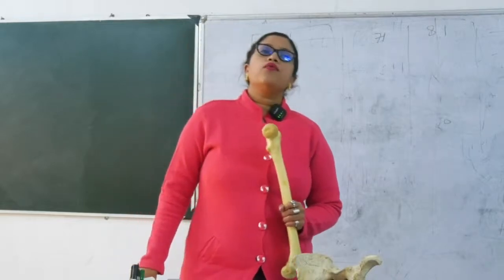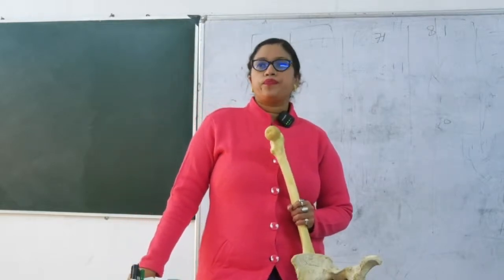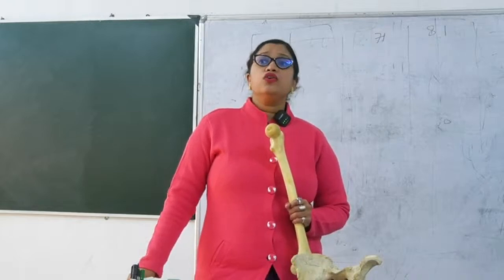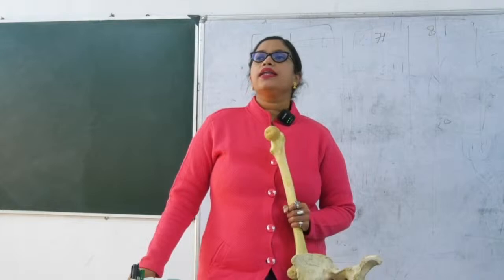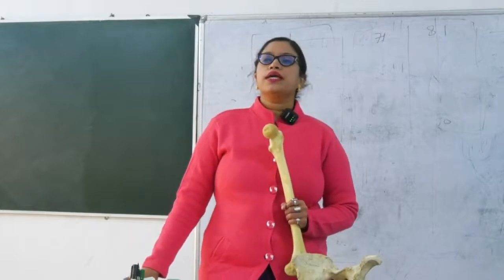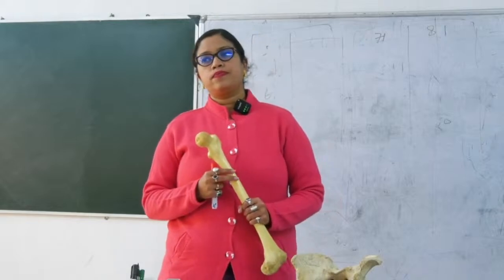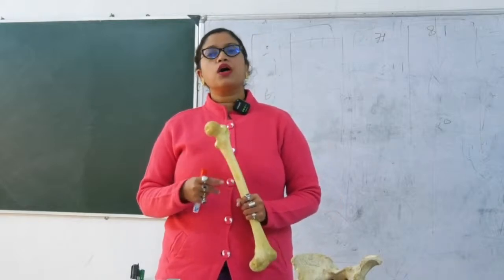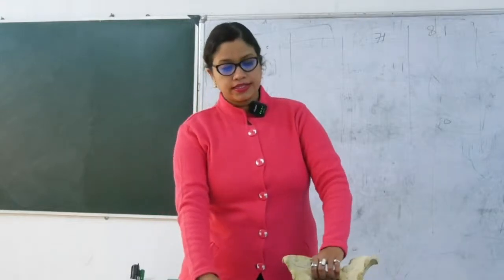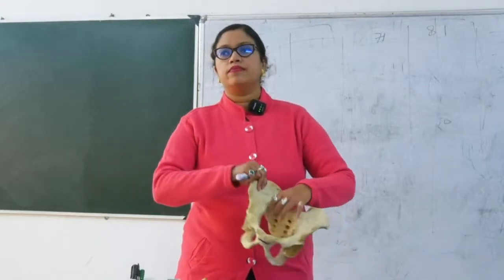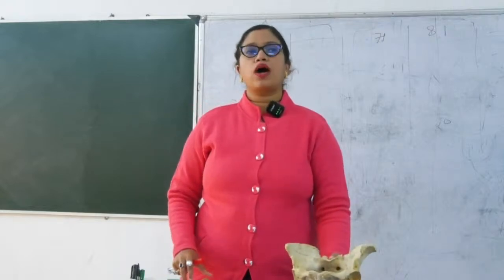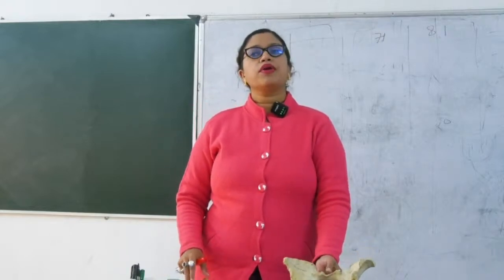So lesser trochanter, what are the muscles we will get? Iliopsoas. Together it is called iliopsoas. Okay, iliacus and psoas major. So tell me the origin of iliacus. The iliac fossa of the ilium. Okay, on this area, interior side or exterior side? Interior side. Okay, and another muscle is psoas major. So psoas major is coming from where?